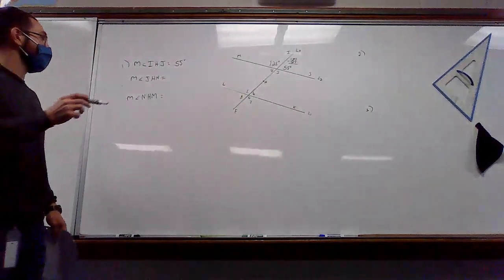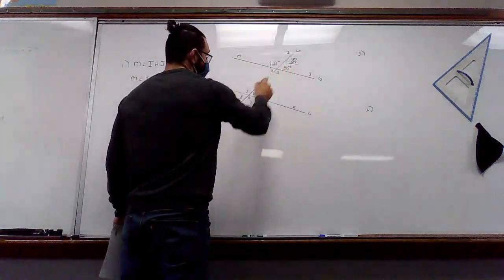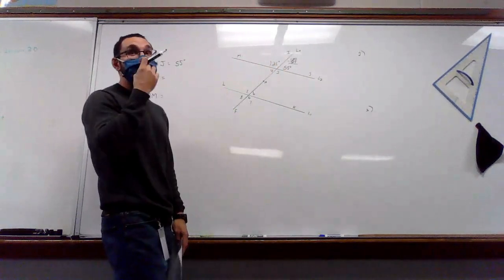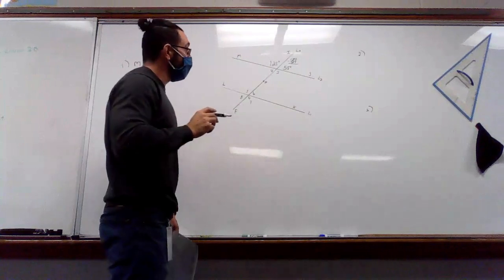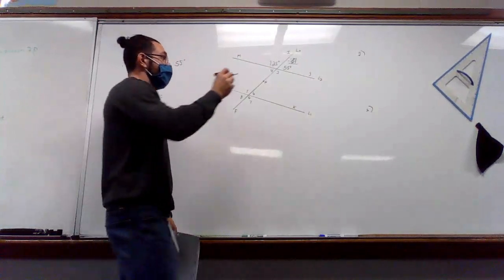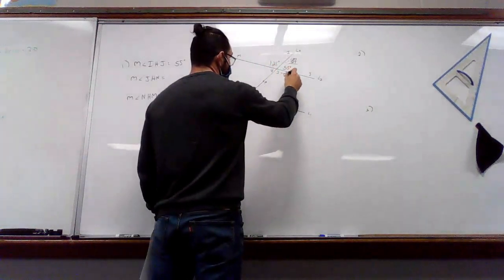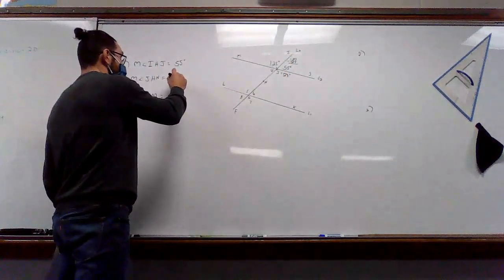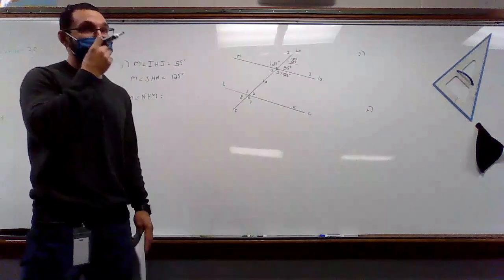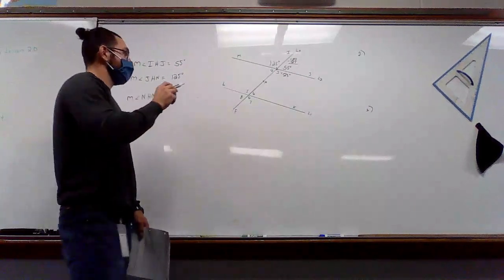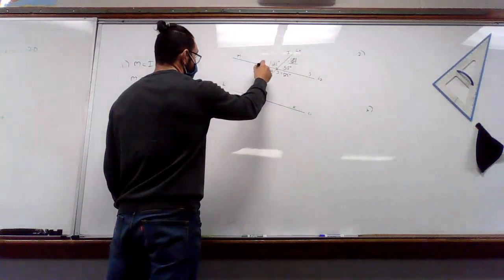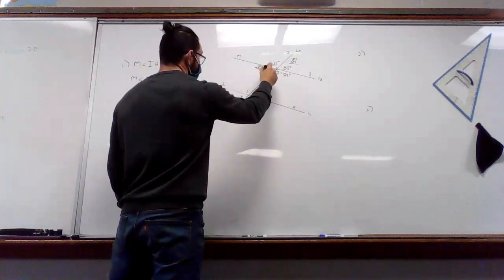Then I'm looking for JHN. Well, there's two ways to do this. I could do 180 minus 55 and get 125. Or I could say these are vertical angles. There's two different options, but either way, it still gives me 125. Last but not least, NHM: 180 minus 125 gives me my 55 degrees again.